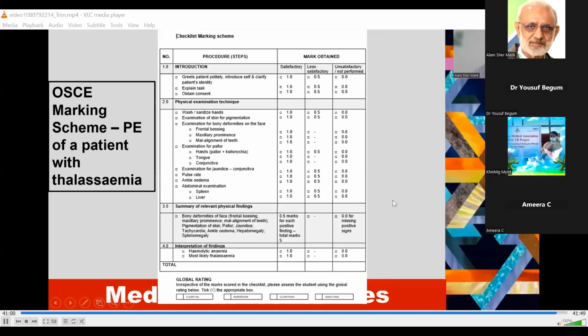Here is another example of a marking scheme of an OSCE, a physical examination of a patient with thalassemia. And again, the introduction, the physical examination technique, summary of relevant findings and interpretation of findings, and then the marks under 3 categories: satisfactory, less satisfactory, and not satisfactory or not performed.